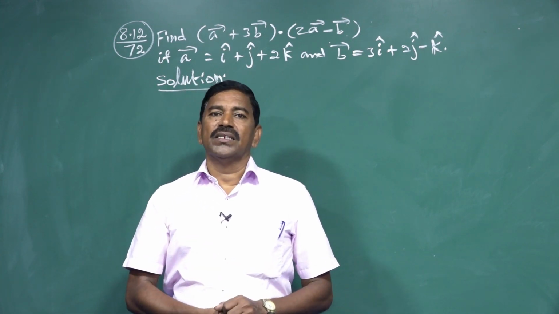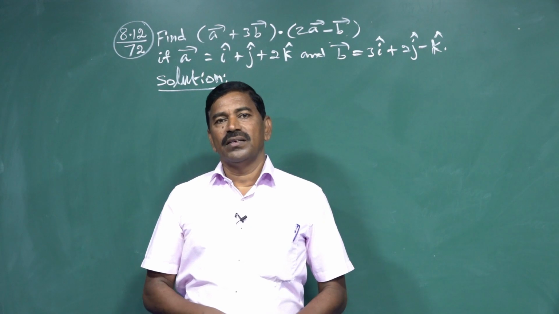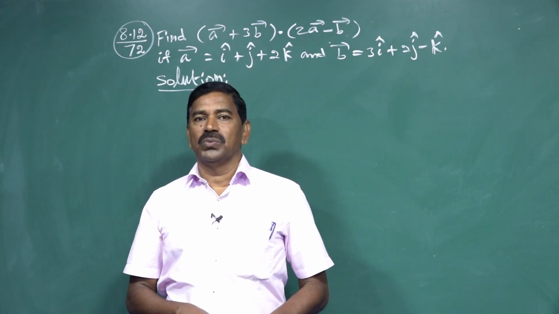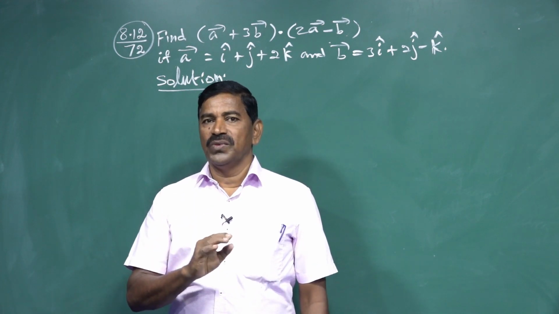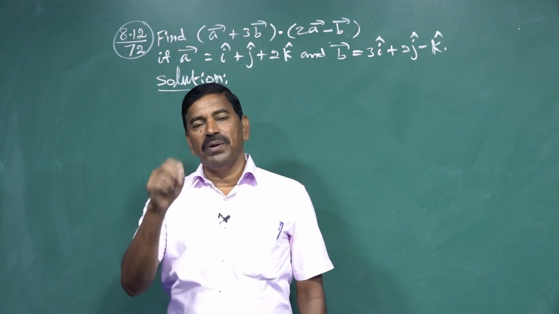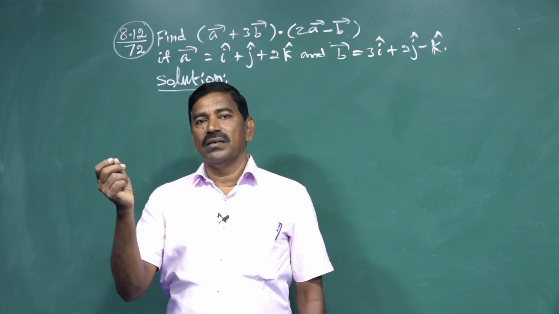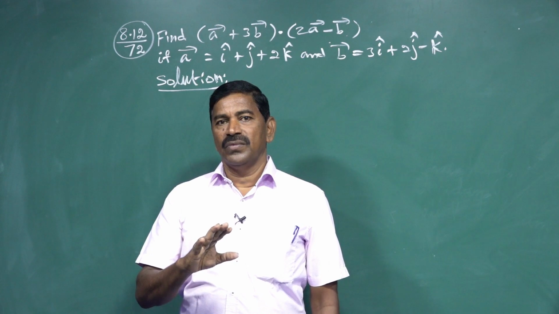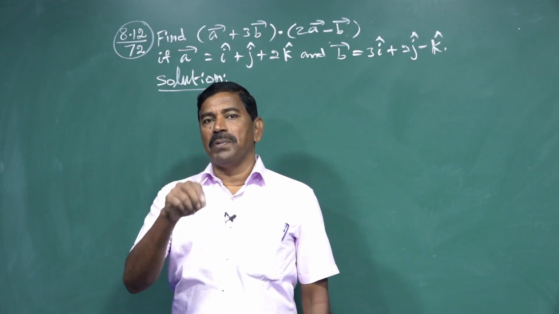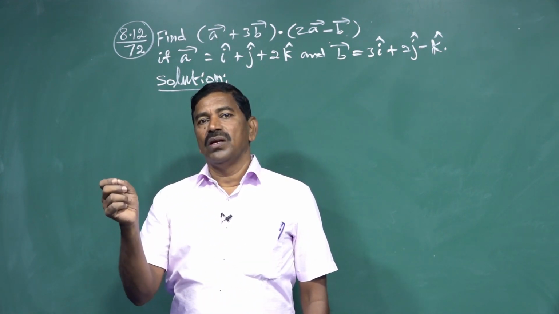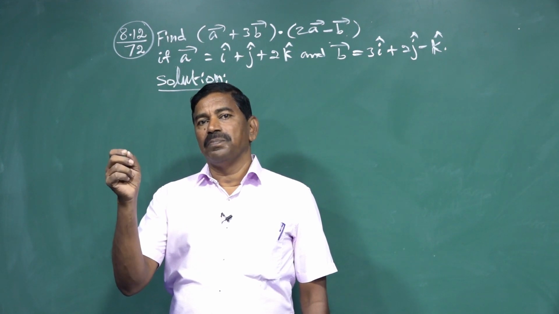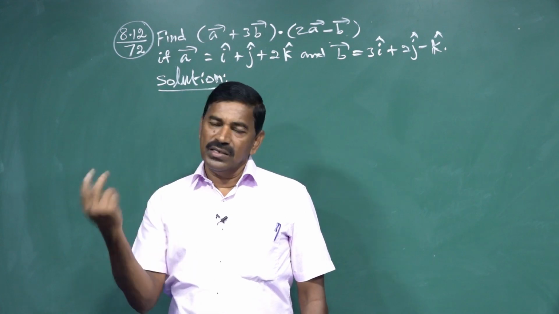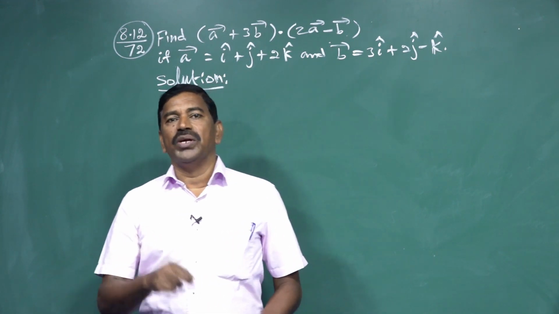Next, if the 2 vectors are perpendicular, then what happens? Very good. The dot product is equal to 0. The converse is also true. If A vector dot B vector equal to 0, then A vector is perpendicular to B vector. Conversely, if A vector is perpendicular to B vector, then A vector and B vector, its dot product is equal to 0. Very good.